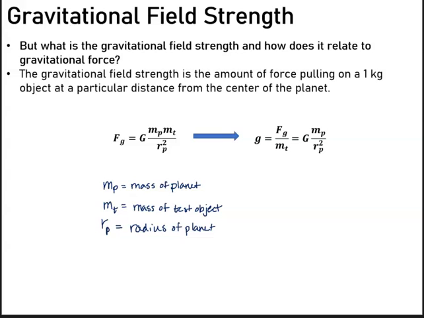So the gravitational field strength, little g, is equal to that gravitational force over here divided by my test object mass. I can rearrange this equation so that little g is equal to the gravitational constant G times the mass of the planet divided by the radius of the planet squared. This formula, this calculation, will give me the gravitational field strength of any particular planet.